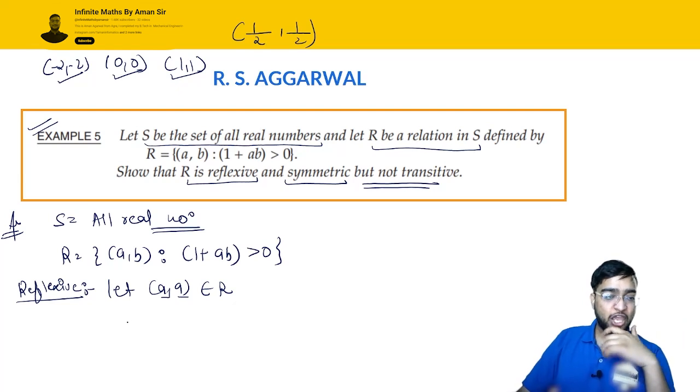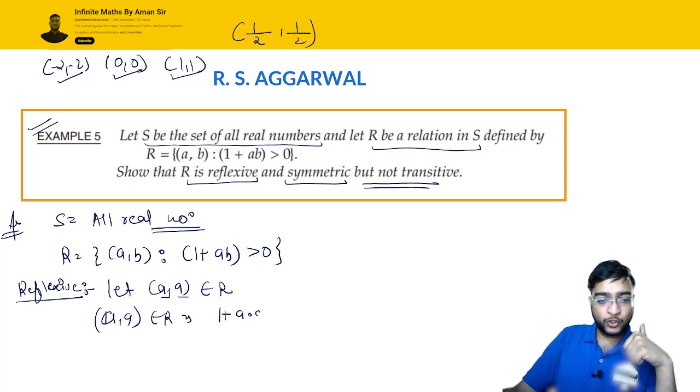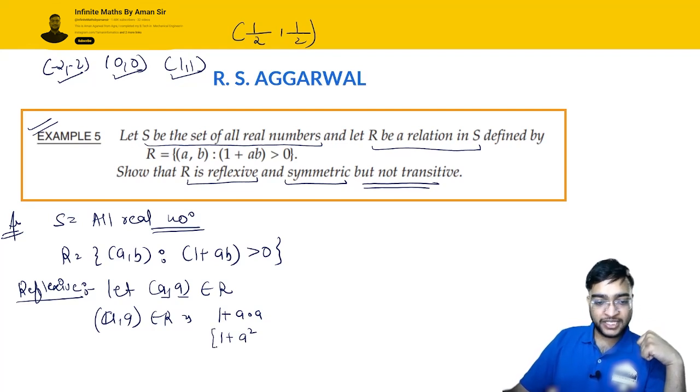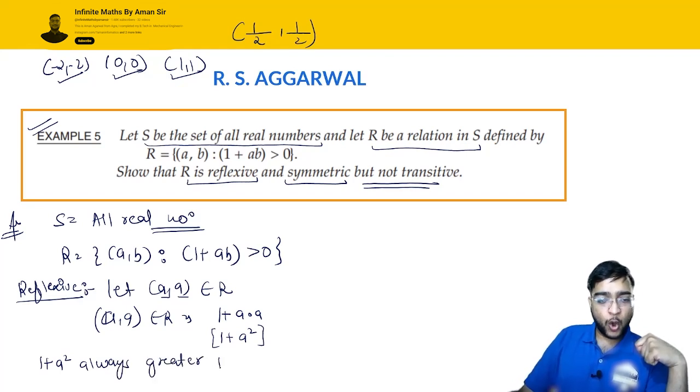For (a, a), if it is in the relation, then it must be like this: 1 plus a times a. Oh no, that is a into a only, so instead of b, I can take a here. So this is a squared. By logic, you can say 1 plus a squared is always greater than 0.